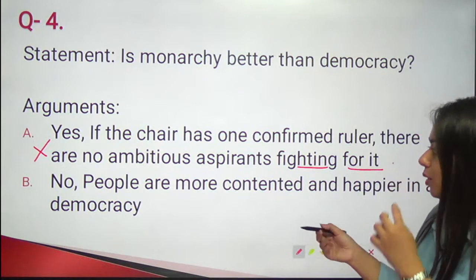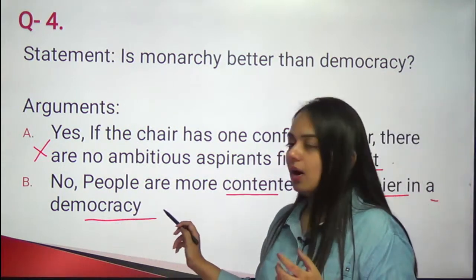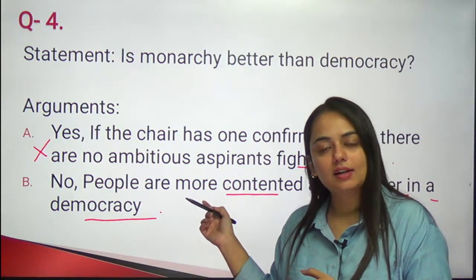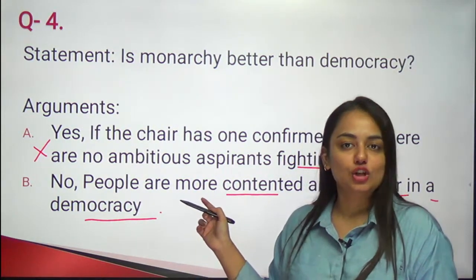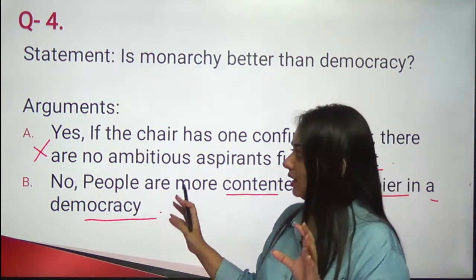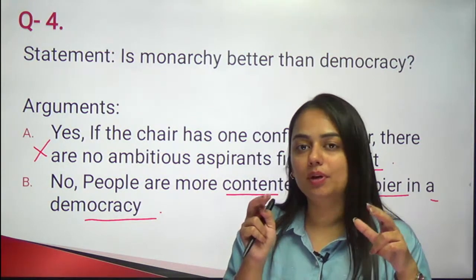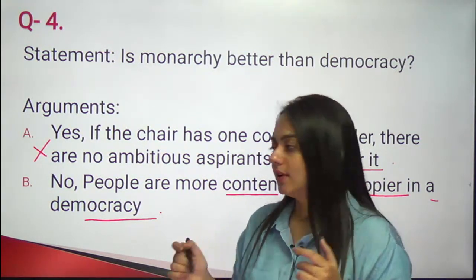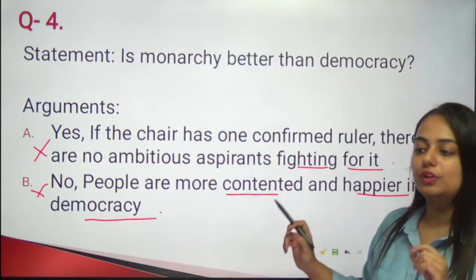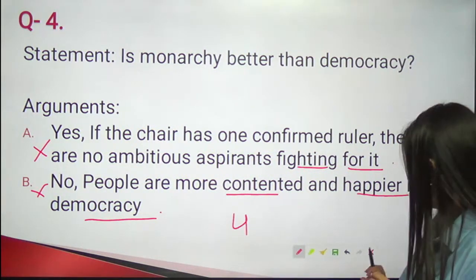Next is, no, people are more contented and happier in democracy. How can we say it? Has he given any reason here? This is another fact he has given and another assertion he made without giving reasoning. So when you see these argument questions, you have to select only that one in which a proper reasoning is given, some explanation is given. So we cannot go with this one. Answer is neither of the given arguments are strong. So answer is 4.